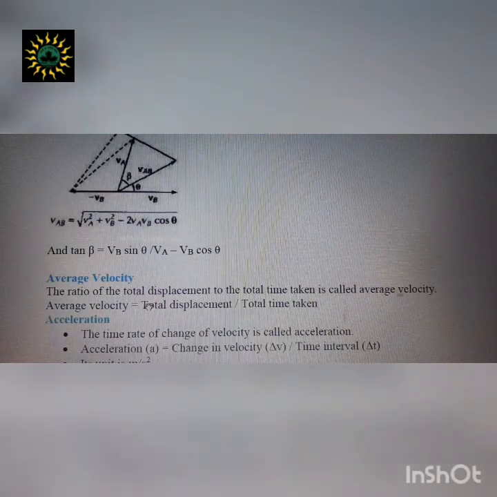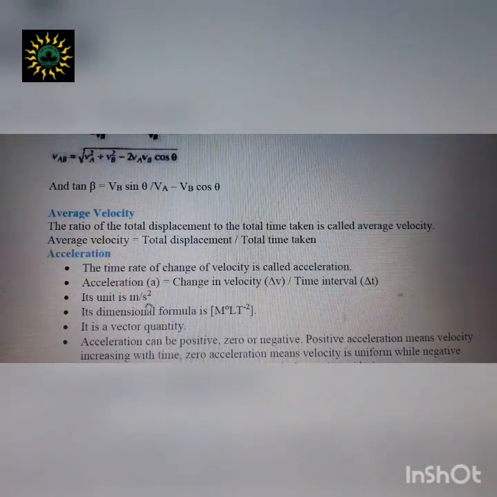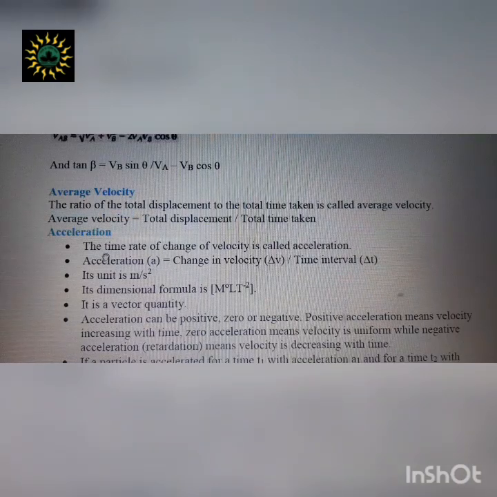Okay, now average velocity. The average concept comes when the velocity changes. If the velocity doesn't remain constant throughout a particular interval of time, then you have to take the average velocity. The ratio of the total displacement to the total time taken is called the average velocity. So average velocity will be total displacement divided by total time taken.